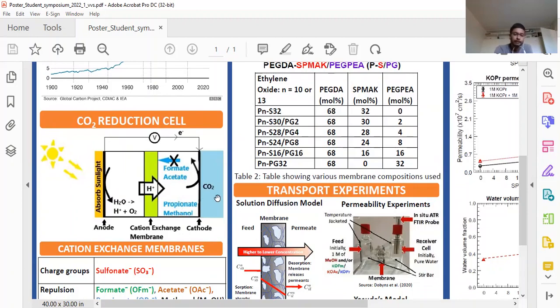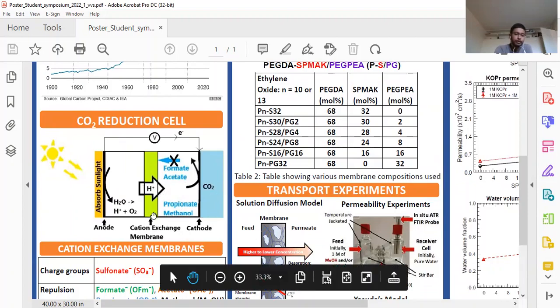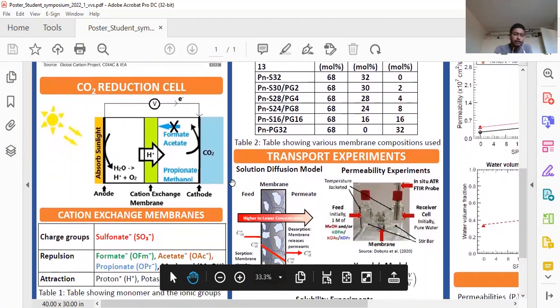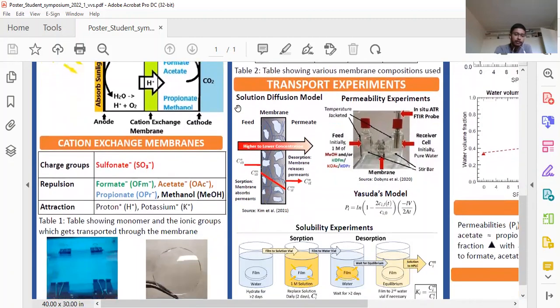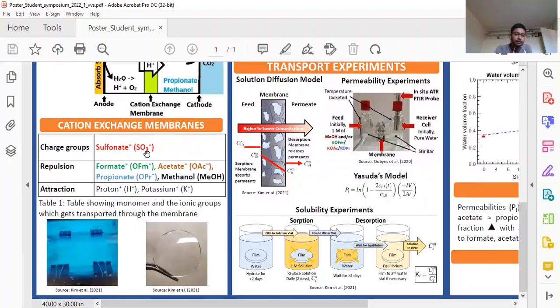To commercialize such a device, we need ion exchange membranes with sufficient ionic conductivity to protons while simultaneously mitigating the transport of the CO2 reduction products for its efficient operation. To bring such a device into reality, we can incorporate cation exchange membranes with negatively charged sulfonated groups in their backbone, which can enhance the ionic conductivity of positively charged protons while ensuring they can repel various CO2 reduction products such as formate, acetate, propionate, and methanol.